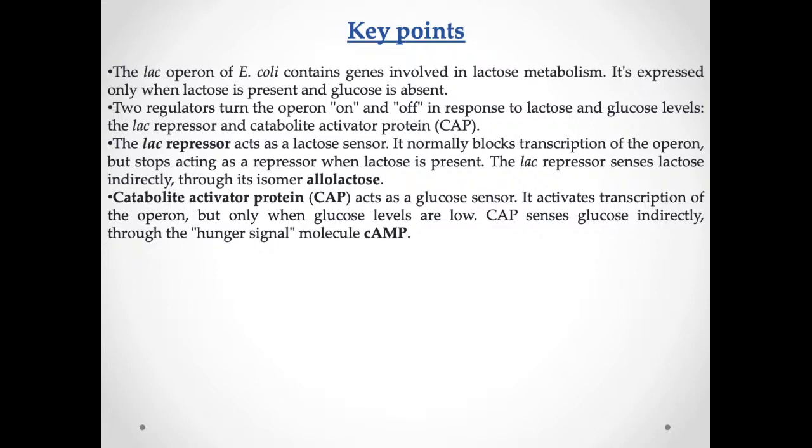The lactose that is present in milk is converted by the lactase enzyme into glucose and galactose. Some people are lactose intolerant. They cannot digest that sugar, so for them the milk comes as lactose-free milk. That's where this mechanism is working. It is expressed only when lactose is present and glucose is absent.